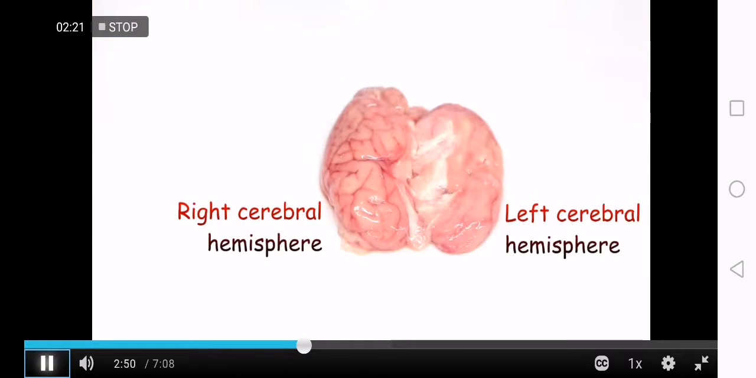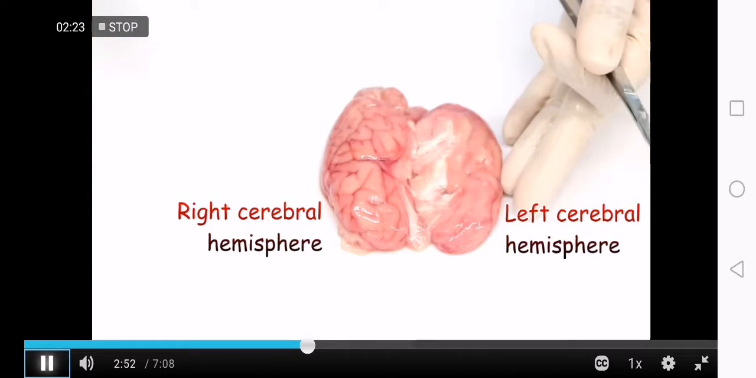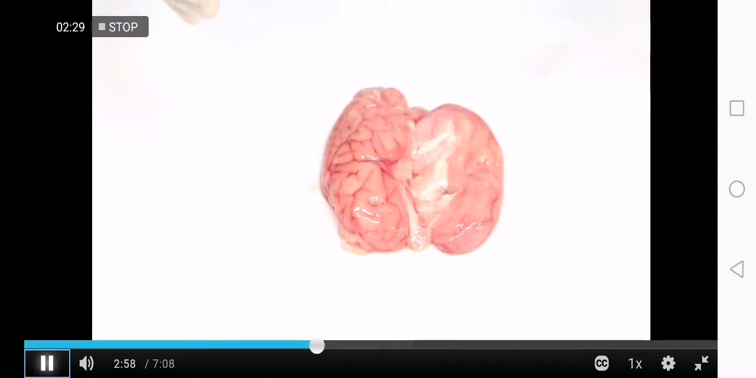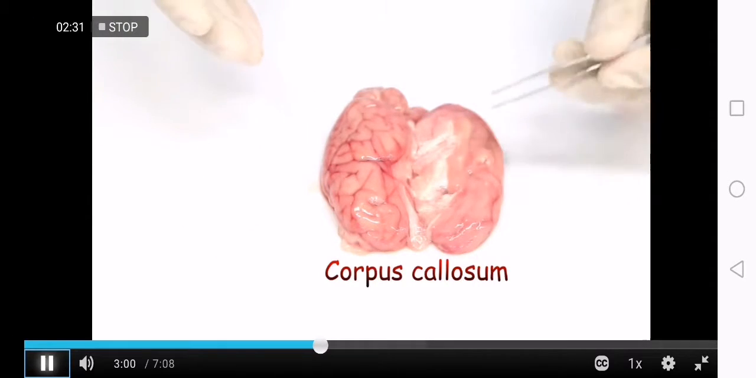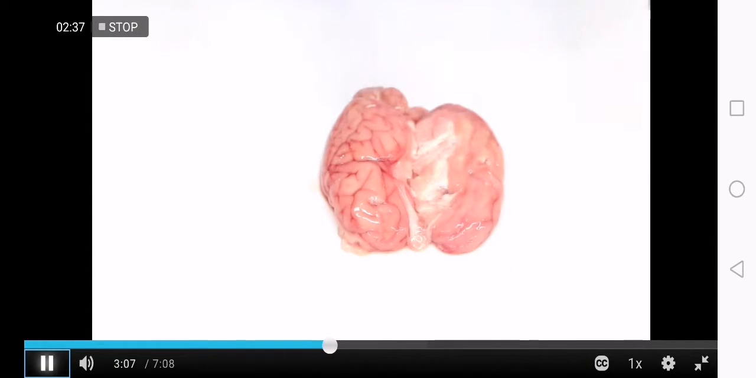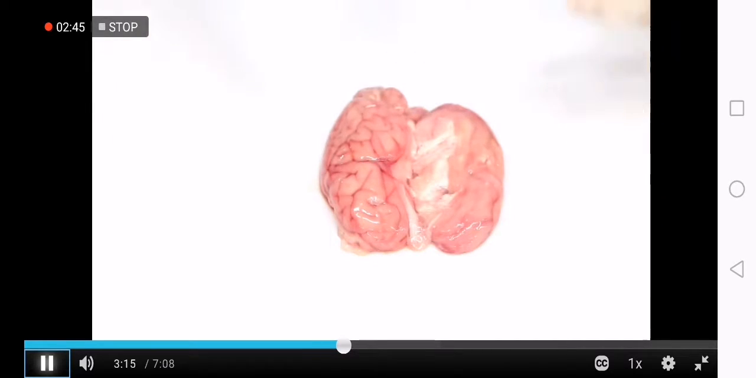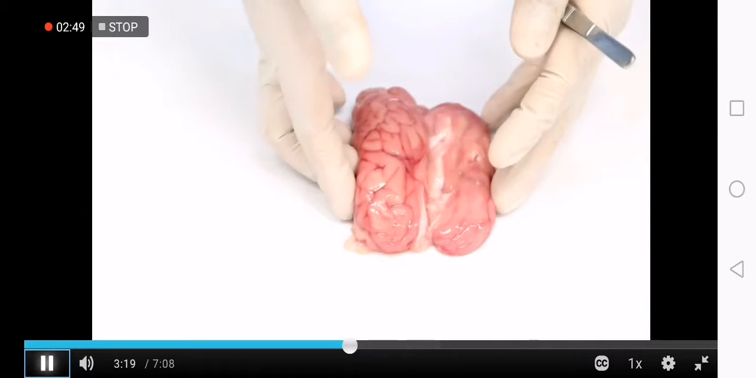The two cerebral hemispheres, the left cerebral hemisphere and the right cerebral hemisphere, are connected by the white tissue called the corpus callosum. It's usually found in the middle, above where the chambers are inside the brain. Now we're looking at the brain from the top. So this is the superior surface, or the top surface, of the brain. I'll turn over the brain, so I'll show you the inferior parts of the brain.